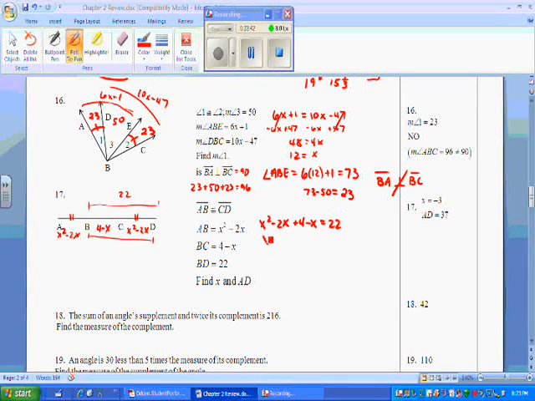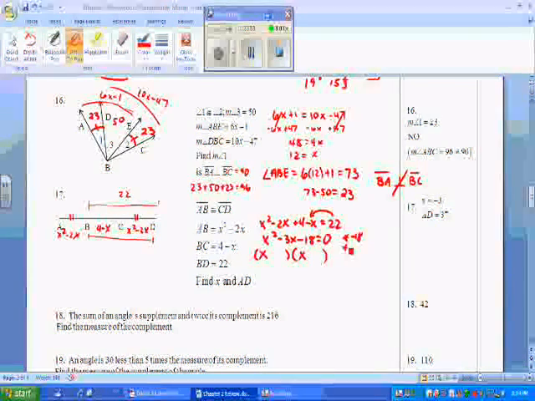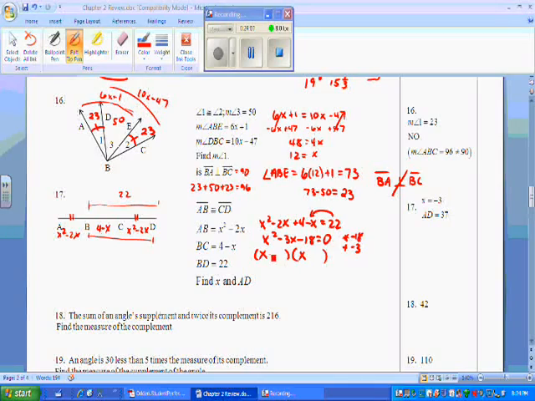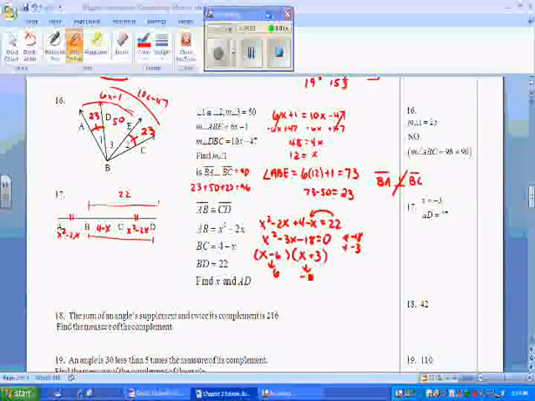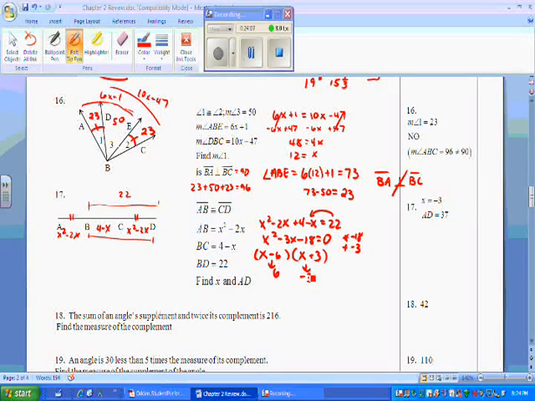I would solve it by simplifying, so I get x squared minus 3x, minus the 22 this way, so I get minus 18 equals 0. Does it have a leading coefficient of 1? Awesome. So x goes here and here. Two numbers that multiply to negative 18 but add to negative 3 are negative 6 and positive 3. So this answer is 6, and this answer is negative 3. We have to check to see if they both work or if one of them doesn't.